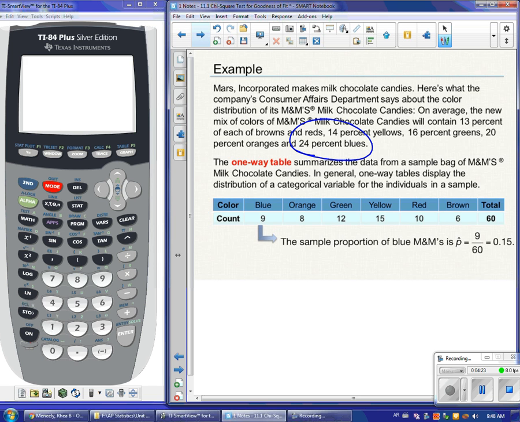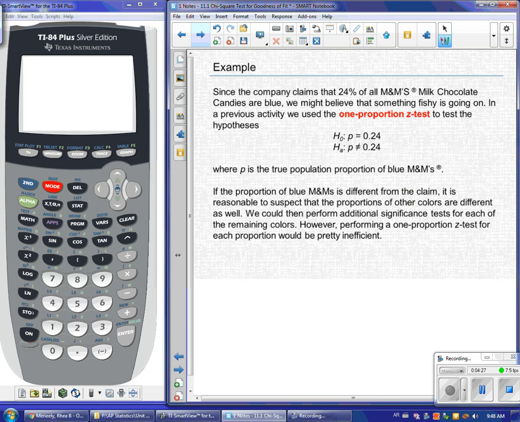So if I'm concerned that I'm not getting enough blues, I might think about doing a hypothesis test. Since the company claims that 24% of its M&Ms are supposed to be blue, we might believe that something fishy is going on. In previous activities we did this using a confidence interval, but we could also do this using a z-test for proportions. And again, it's just a one sample situation where I'd only be looking at the proportion of blue M&Ms. I'd be ignoring all of the other colors. So a success in this case would be blue, a failure would be all of the other colors.